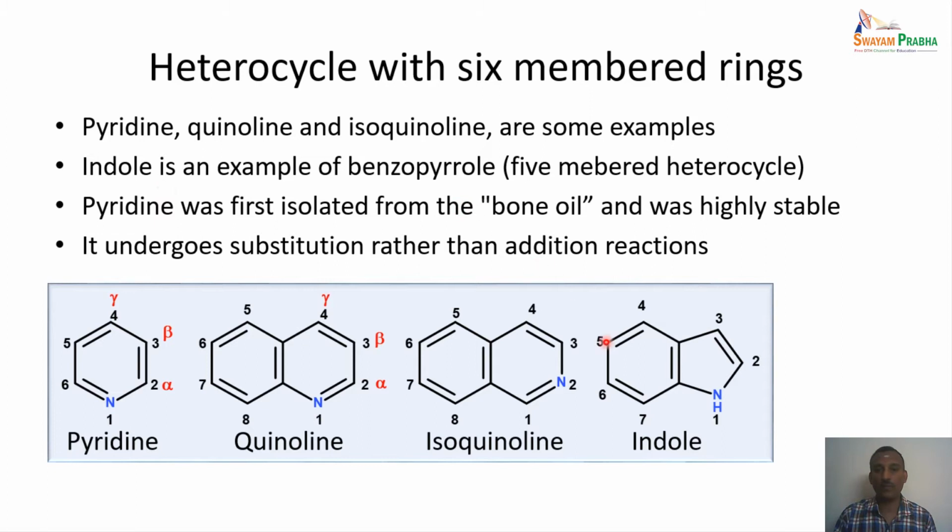Indole is an example of a benzopyrrole. Here we have a 5-membered heterocycle, a pyrrole-type heterocycle, shown here. It also has one nitrogen. Pyridine was first isolated from bone oil and is highly stable. It undergoes substitution rather than addition reactions. So these are some of the examples of 6-membered heterocycles we will be studying in this particular session.